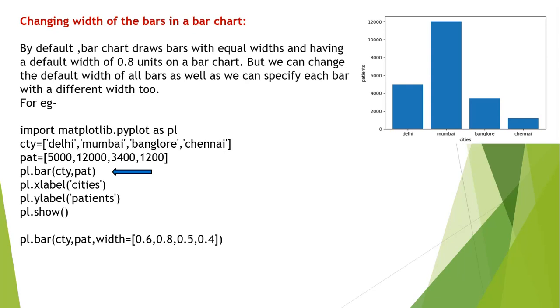So you have to be very careful with how many elements are there in city, and for each particular city you have to give this width. And suppose you wanted the width to be changed for all the bars, and it has to be equal for all of them.